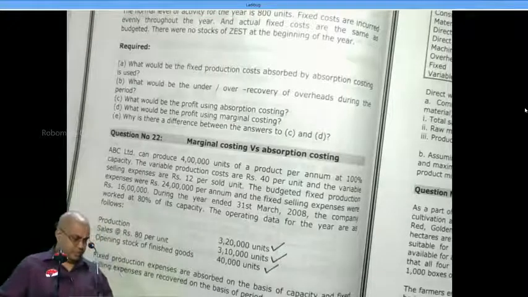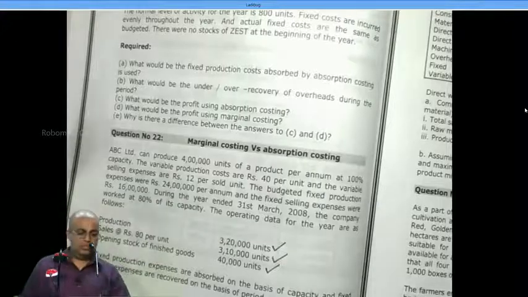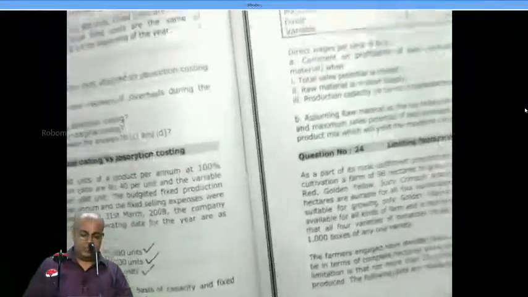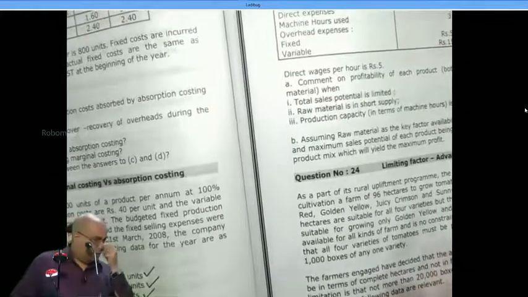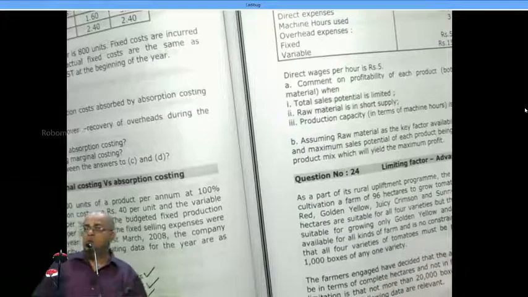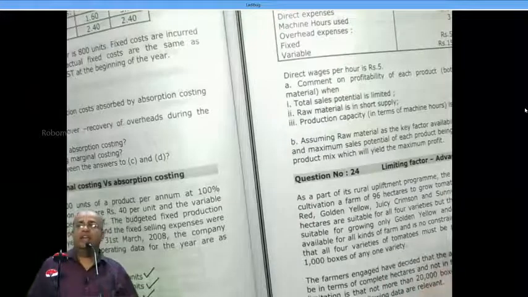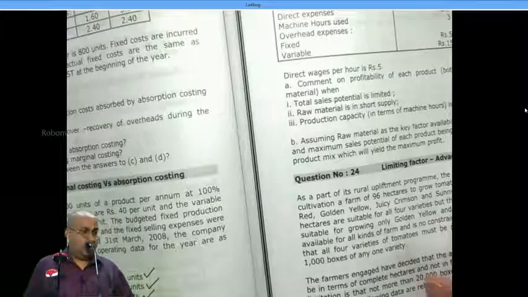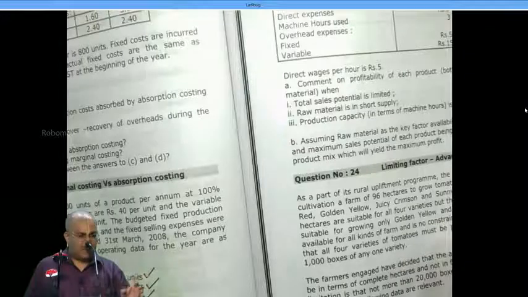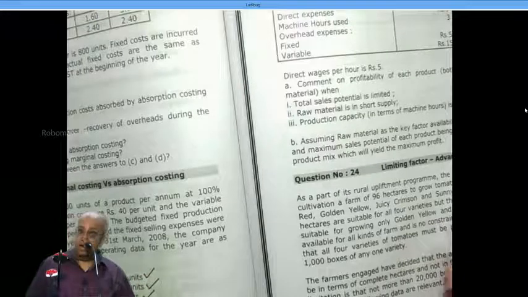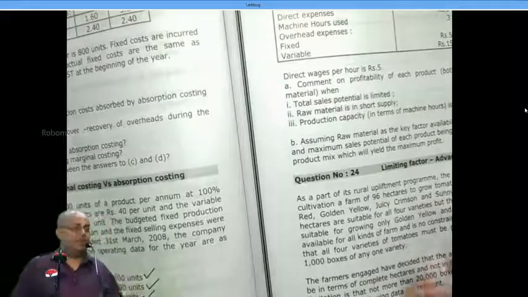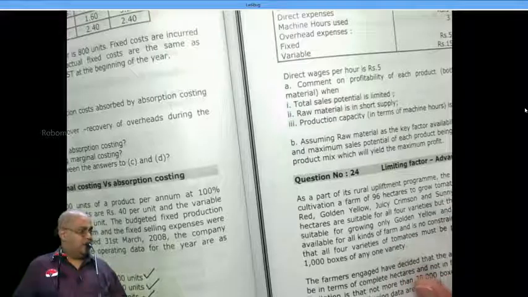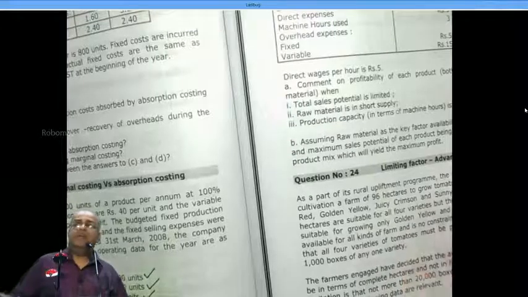Step 1: calculation of full manufacturing cost per unit. We value stock not at VMC but at FMC. Calculation of full manufacturing cost per unit. Can we start doing it now?